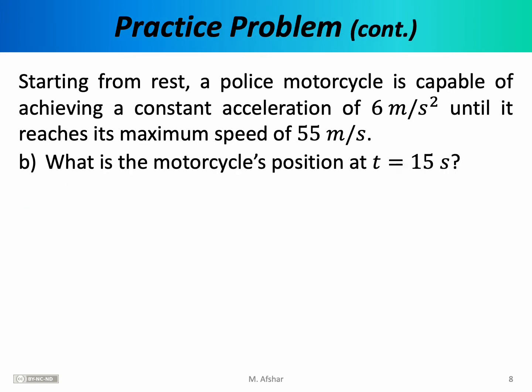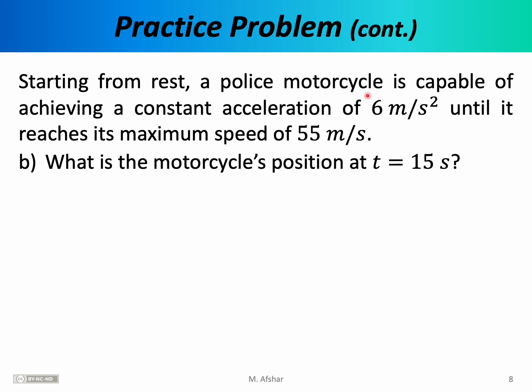Here's part B of the same problem. So we have the same police motorcycle. It can achieve a constant acceleration of 6 meters per second squared until it reaches its maximum speed of 55. Tell me, what is the motorcycle's position at 15 seconds? Now, this is a slightly more challenging problem than part A, because you should be thinking that things are changing in the middle of this problem.